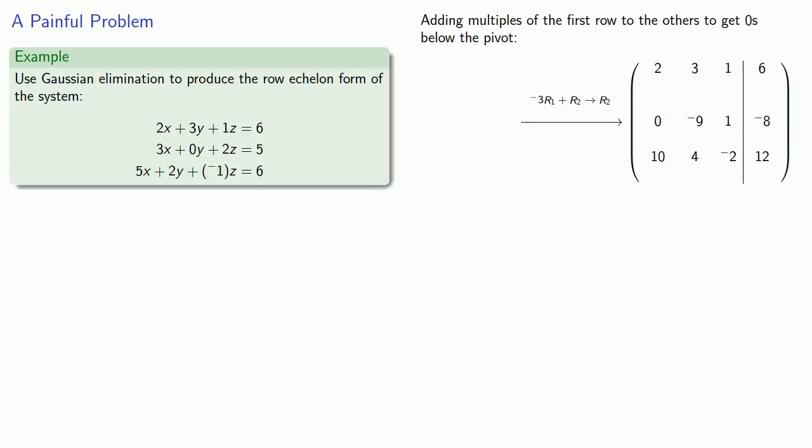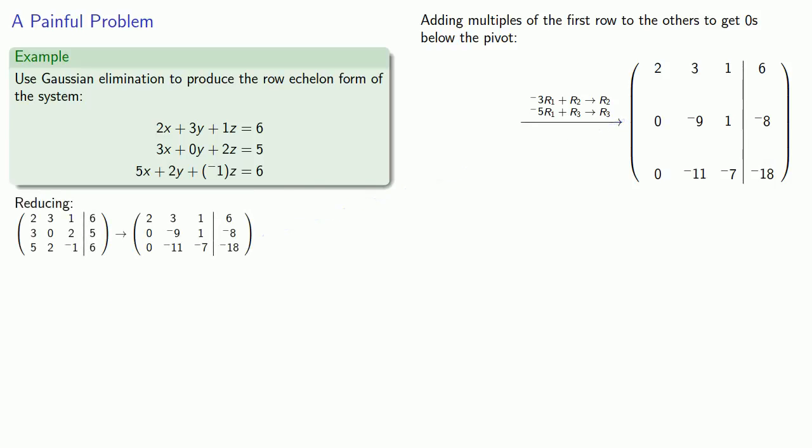Likewise, if we take a look at the third row, multiplying the first row by negative 5 and adding will eliminate the leading coefficient. So we'll multiply the first row by negative 5 and add it to get a new third row, 0, negative 11, negative 7, negative 18. And again, now that we have a new third row, we don't need the two rows we used to produce it, and we can eliminate them. So we'll write those down, and we don't need the others.